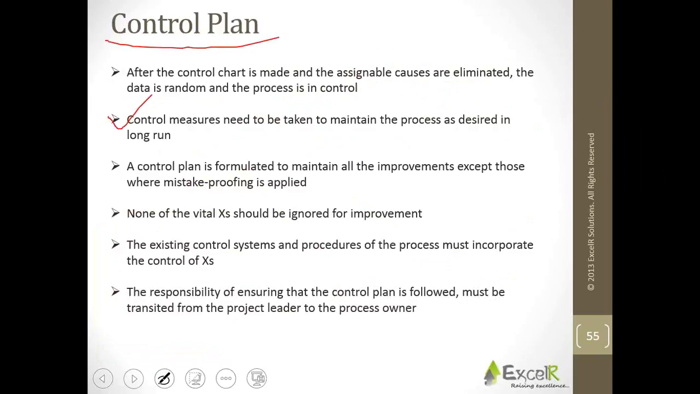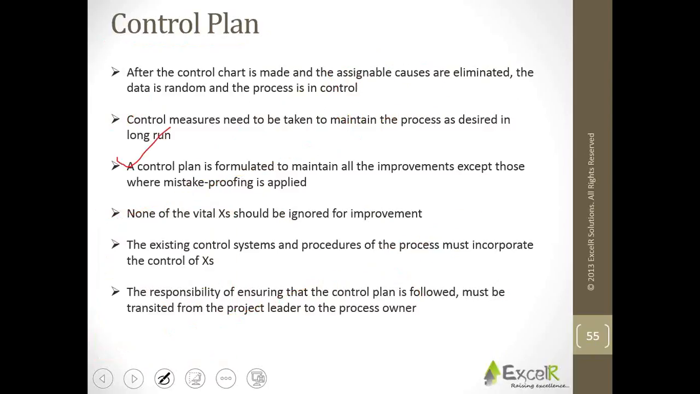Right? Once that is in place, once all the data points are falling within the limits, control measures need to be taken to maintain the process as desired in the long run. So in the long run, you'll be able to maintain these measures. UCL, LCL, you'll be able to maintain it in the long run.